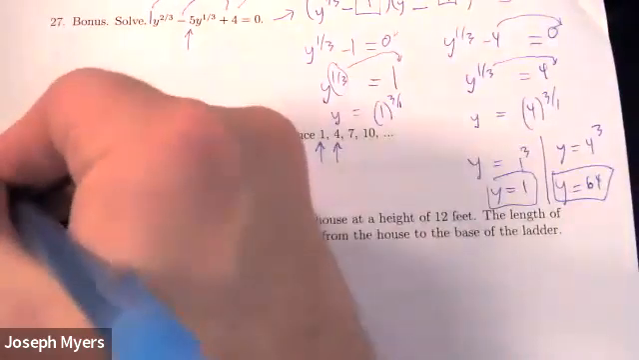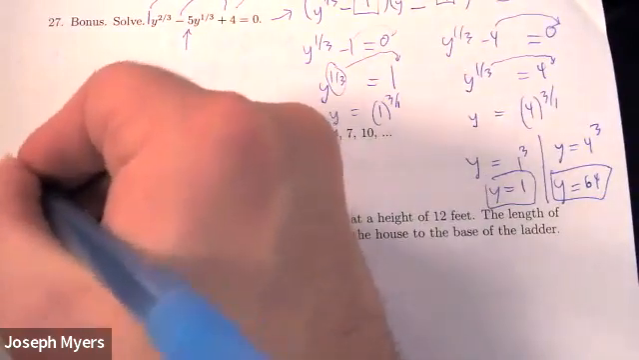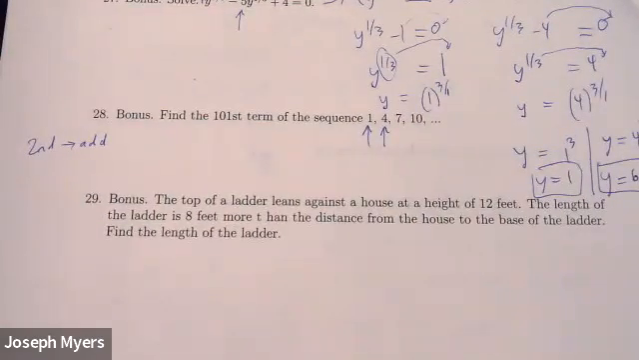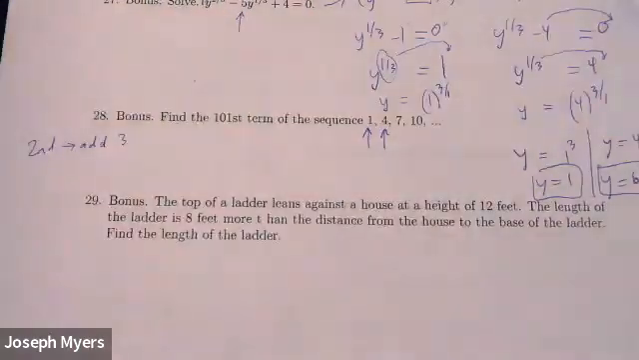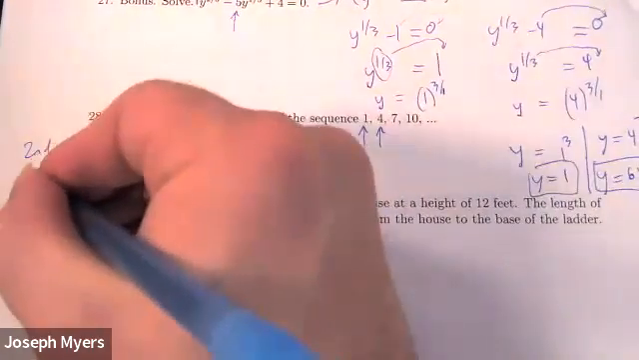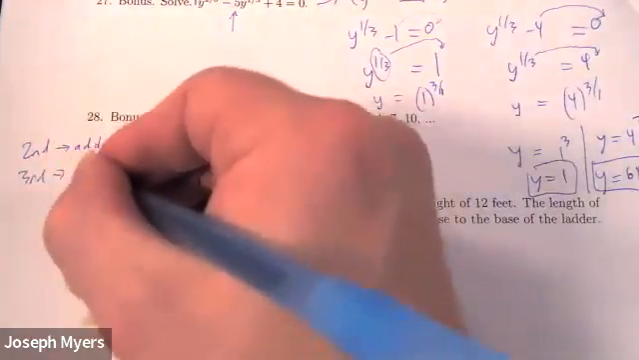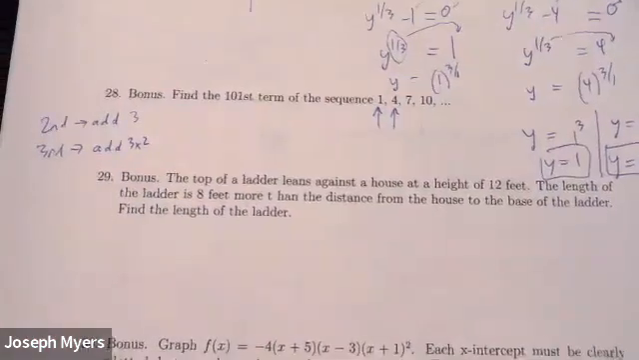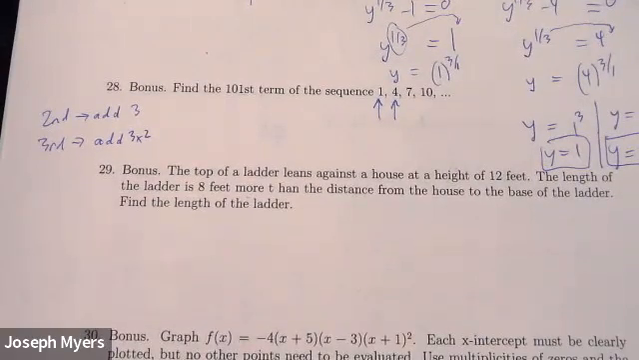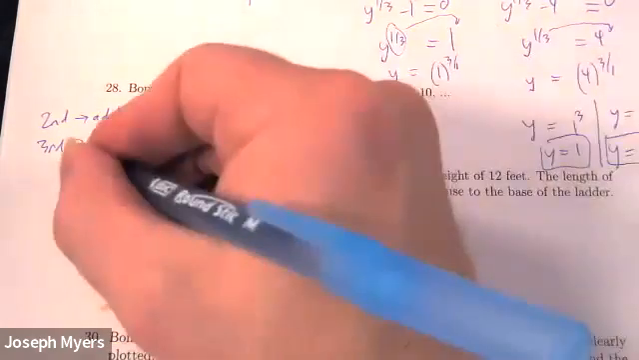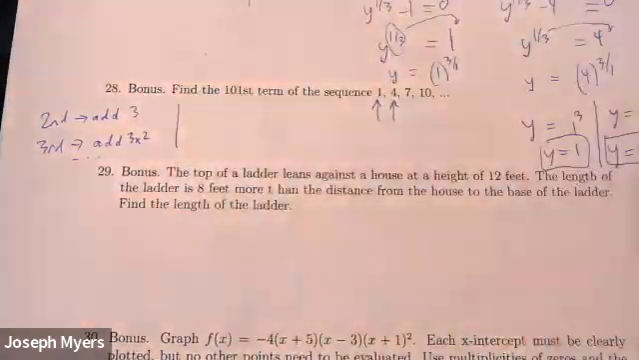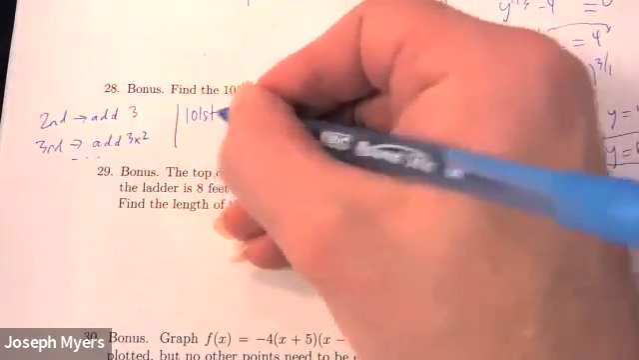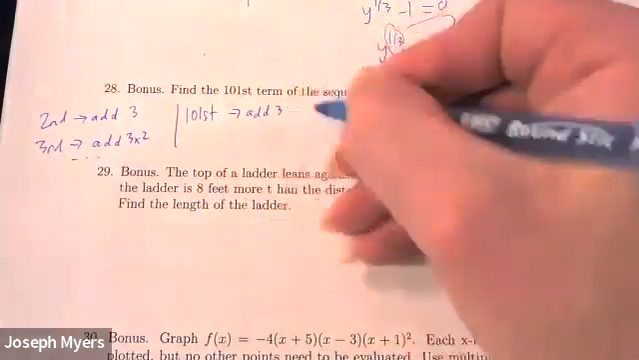In order to get to the second term, you have to add onto the first term. Then what number do you have to add on to the first term? 3, right? And to get to the third term, what do you have to do? You have to add 3 again, right? You have to add 3 twice. And to get to the fourth term, what do you have to do? Add 3 three times, right? So if you just say dot, dot, dot, how many times do you think you'll have to add 3 to get to the 101st term? You'd have to add 3 how many times?